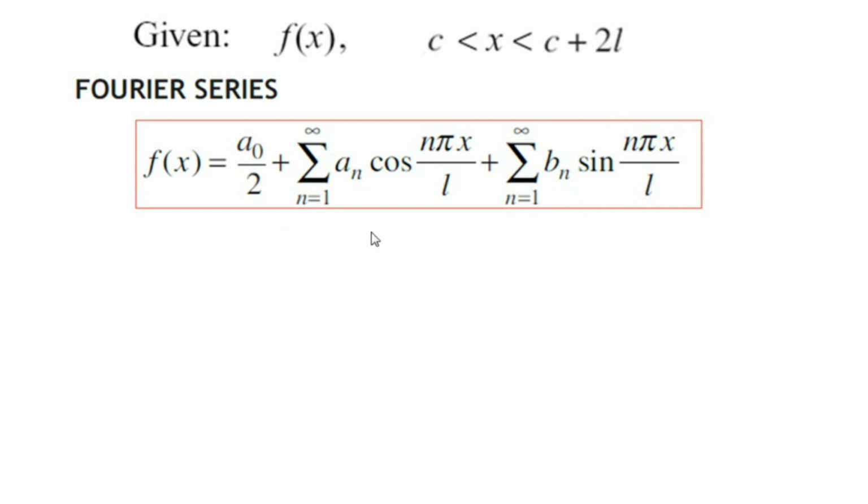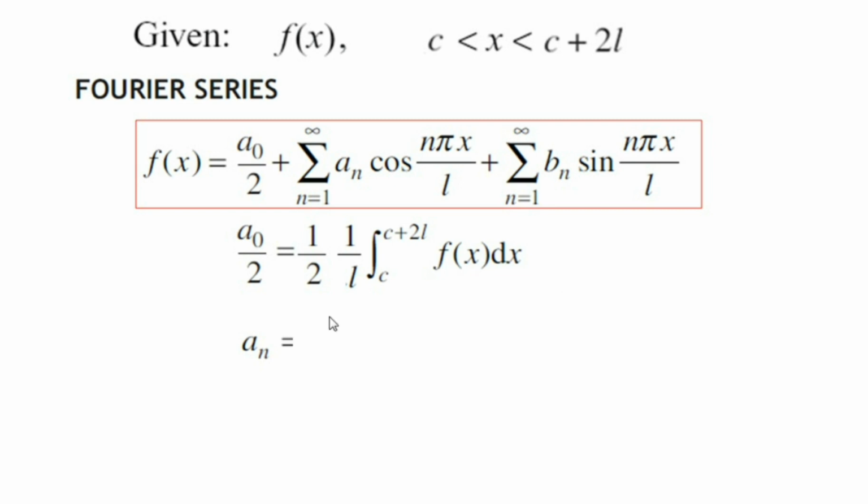We have the formula for determining a naught, an, bn. A naught by 2 is 1 by 2 into 1 by L integral c to c plus 2l f of x dx. In this formula, we need the L value. L is dependent on period 2l. C is the initial endpoint of the interval. C plus 2l is the final endpoint of the interval. F of x is the given function.